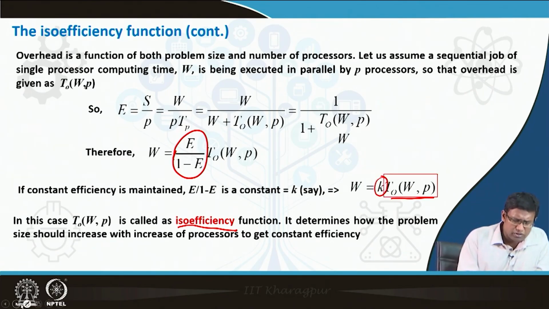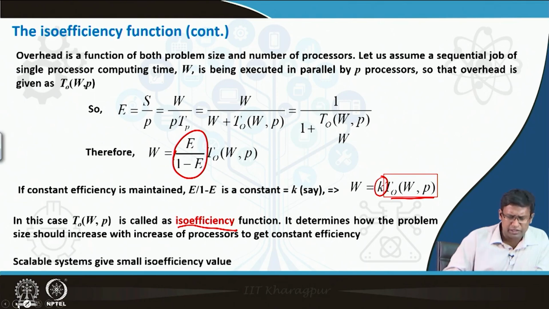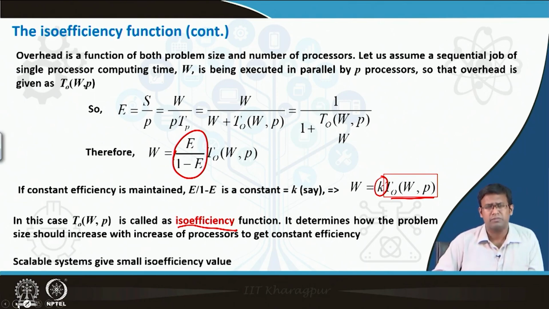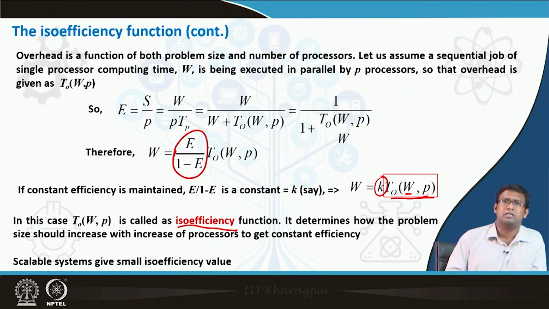And it is also seen that for constant efficiency systems or scalable systems, which have near constant efficiency, this value is small, or the overhead is small. So if we have small overhead, it follows a near 45-degree slope in terms of speed up, and efficiency is nearly constant. And this function, which relates overhead with the problem size and the number of processors, is known as the iso-efficiency function.